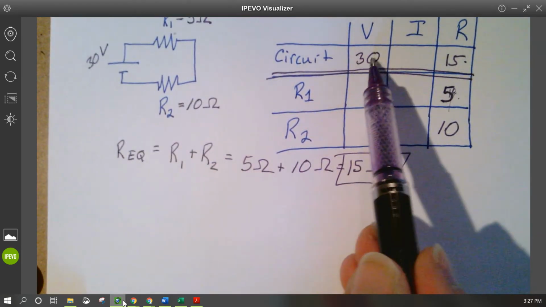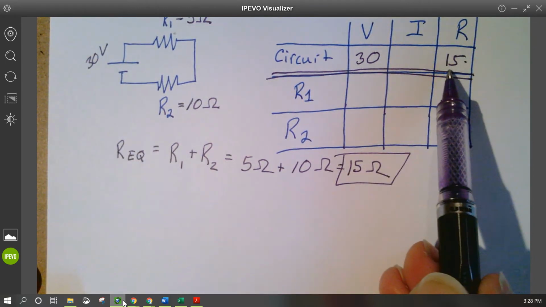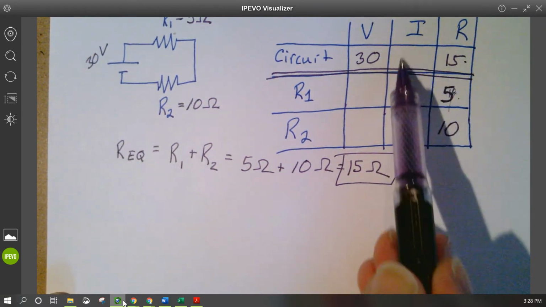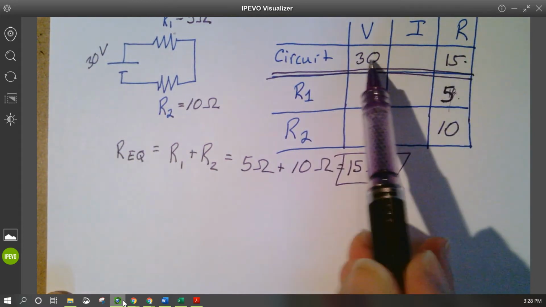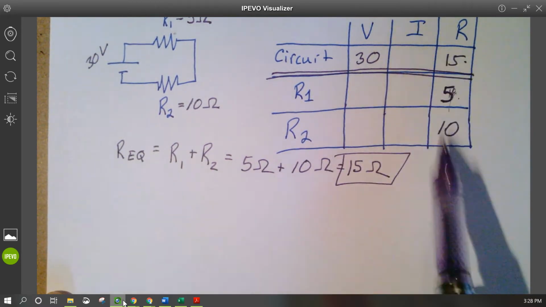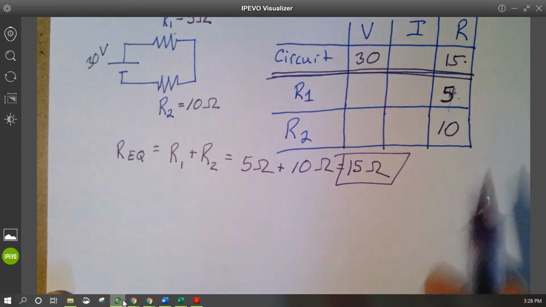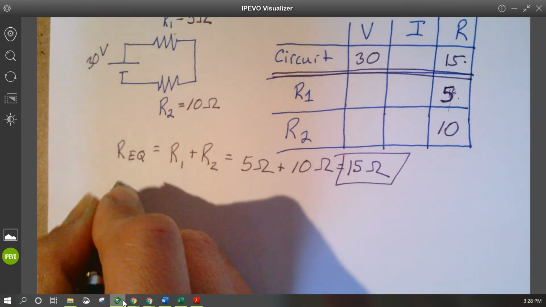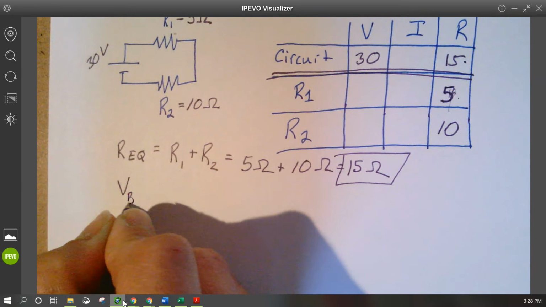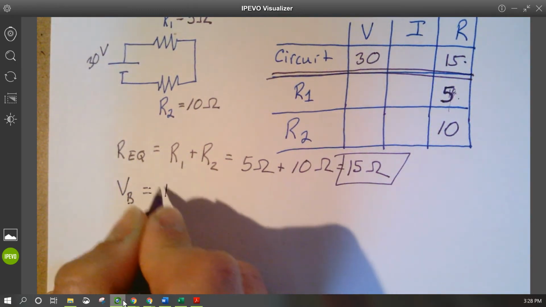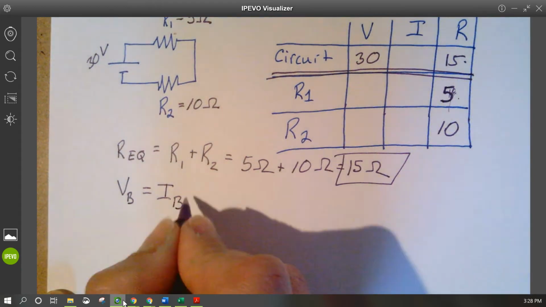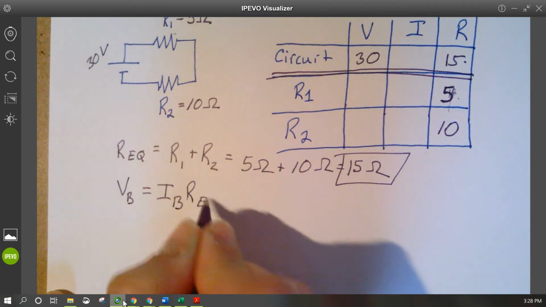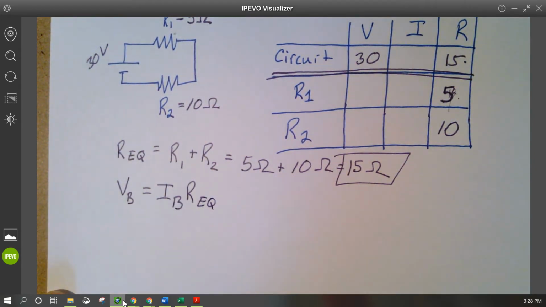Because I can see here, I know the voltage. I know the resistance for the whole circuit. I only have one box empty. For any of these, if I know everything but one box in a row or in a column, I can figure out the missing value. So I'm going to use Ohm's law here. Voltage across the battery equals current traveling through the battery times the equivalent resistance of the circuit.